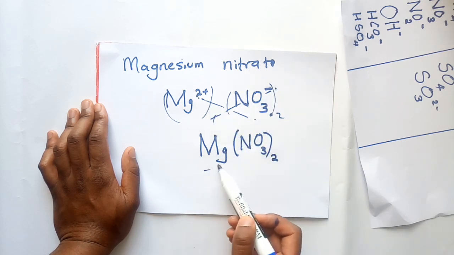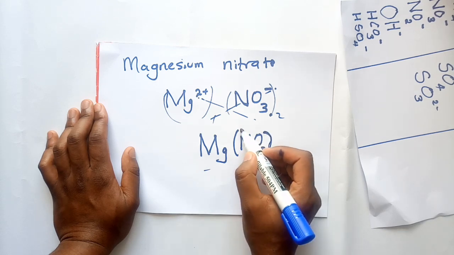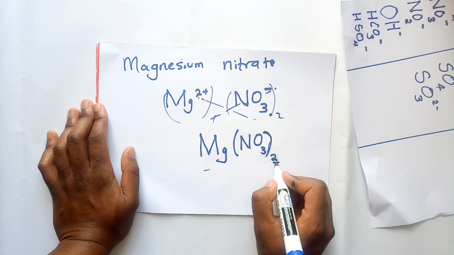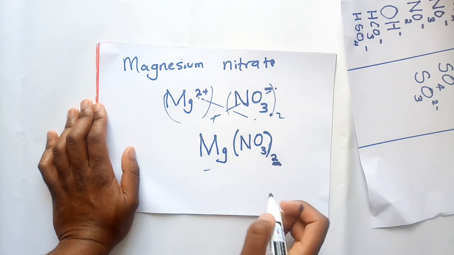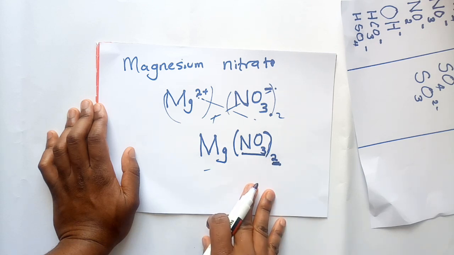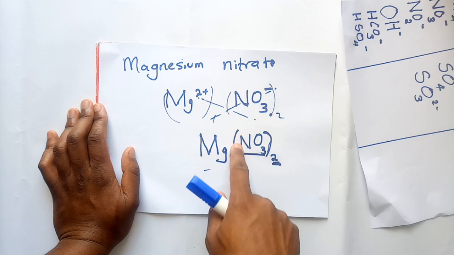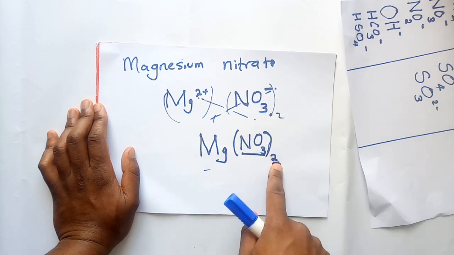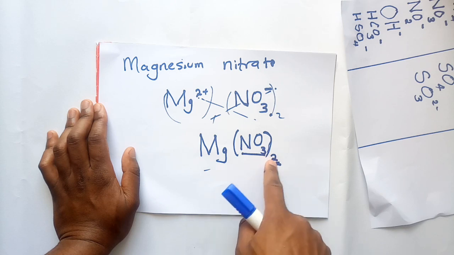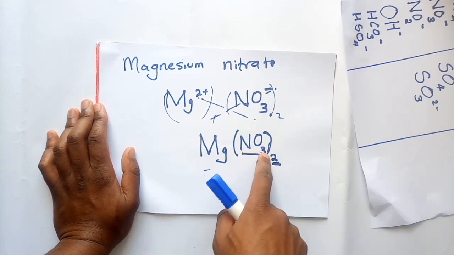When you have 1, we don't write the 1. When you have 2, you have to put the radical in brackets and multiply by the value, because, as I said, the atoms react as a unit. So this 2 too must multiply the whole group of atoms, that is nitrate, multiplied by 2. So the formula becomes magnesium nitrate. This value must be taken by the whole group of atoms.